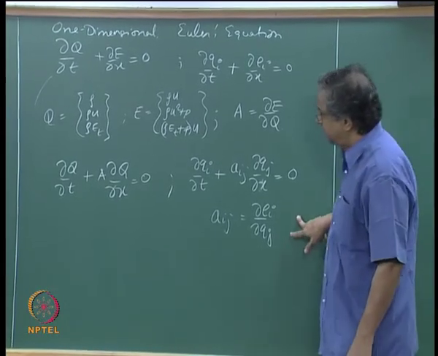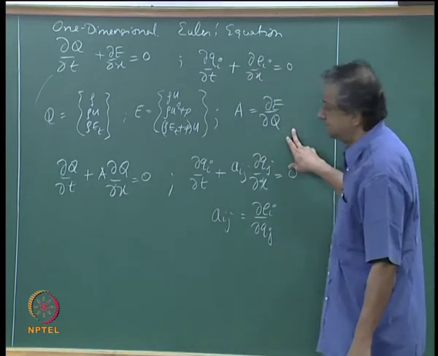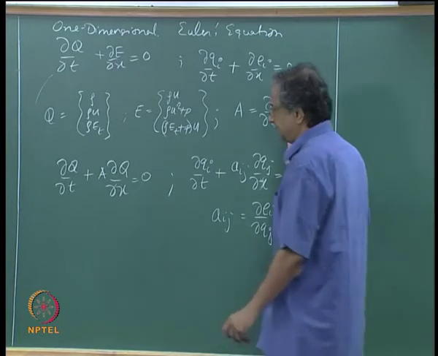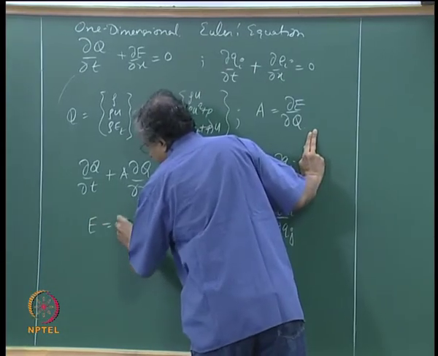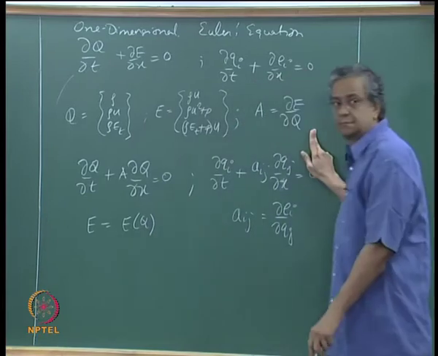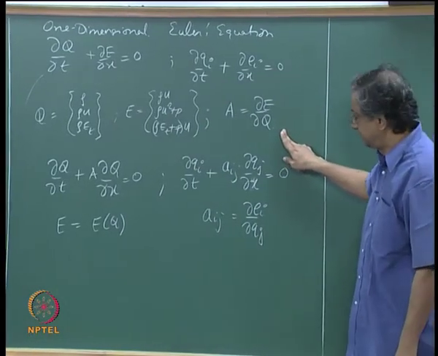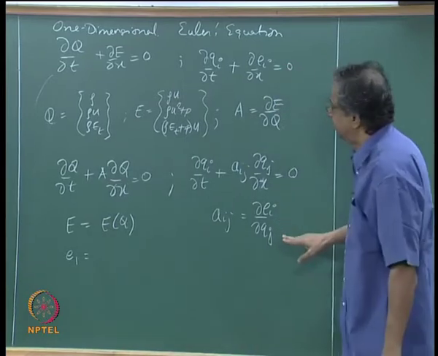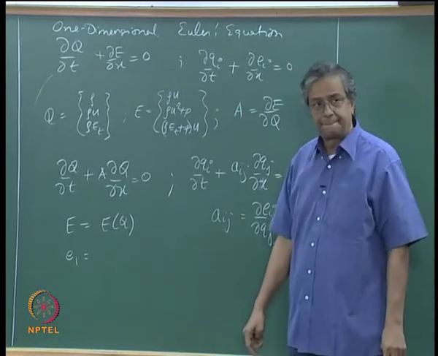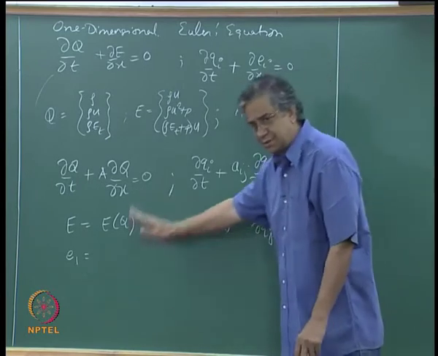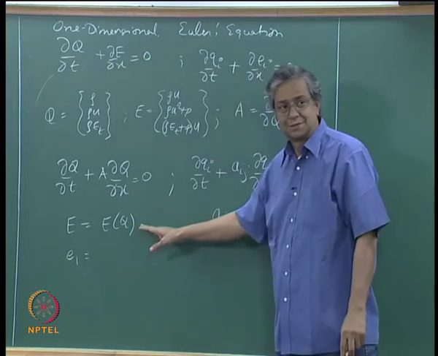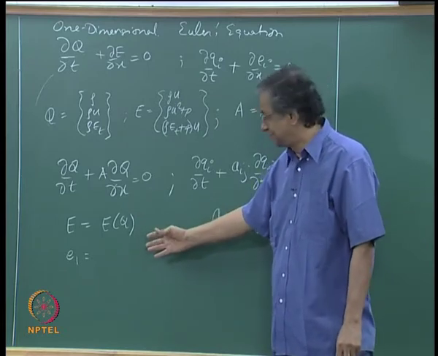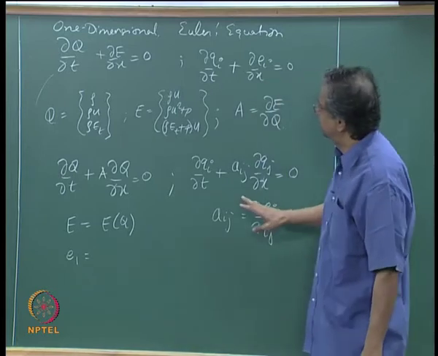Implicit in this definition of the flux Jacobian is an assertion that E is a function of Q, that I can write E as a function of Q. So E1 is obvious. We look at E2 and E3, but before I start writing E as a function of Q, I want to give you a motivation as to why you should always make sure that you write this properly in terms of Q1, Q2, Q3 and so on.